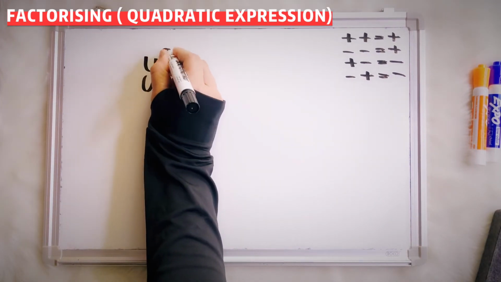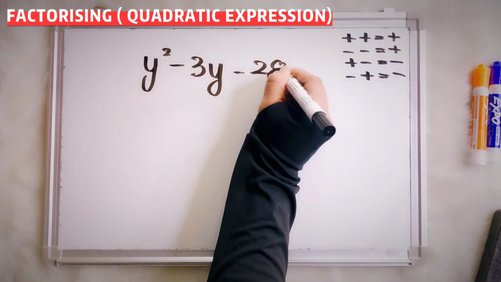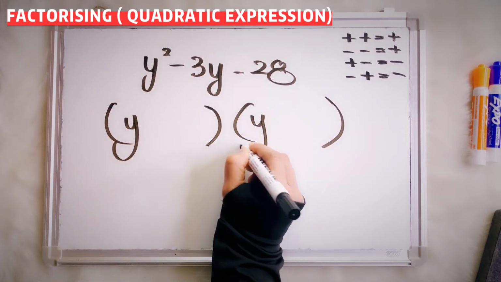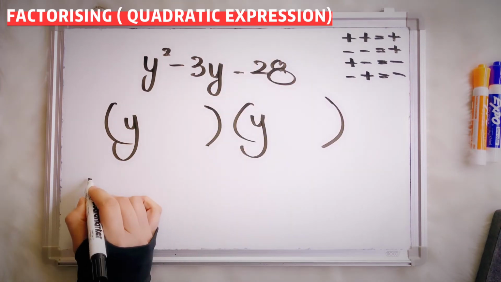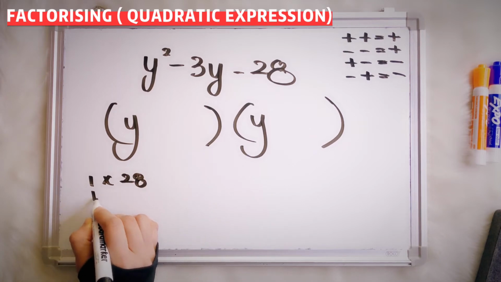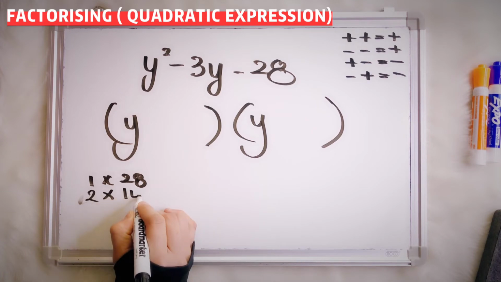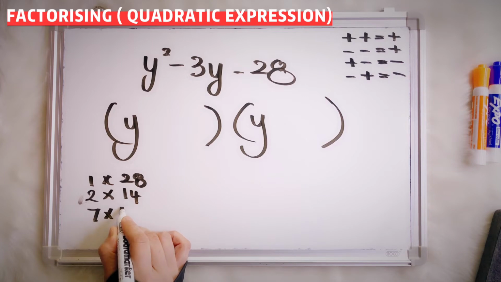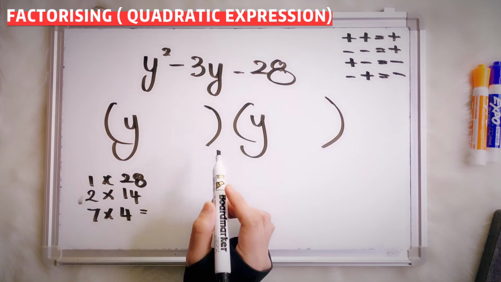y squared minus 3y minus 28. So put y first in the bracket, 1 here and 1 this side. So list down all the possible values for 28. So 1 times 28 will be 28. What else? 2 times 14, you have 28. 7 times 4, 28. Okay, so I think we can check here now.